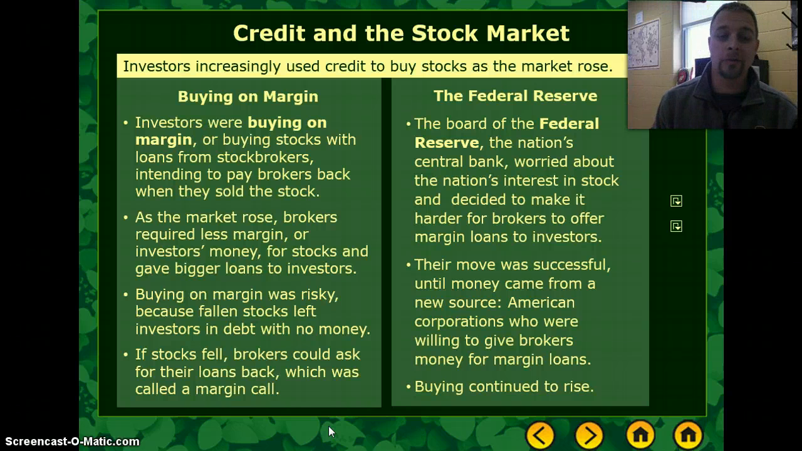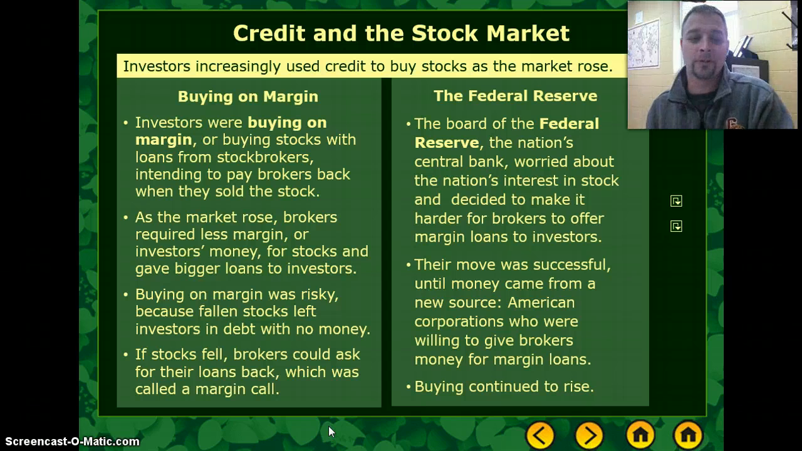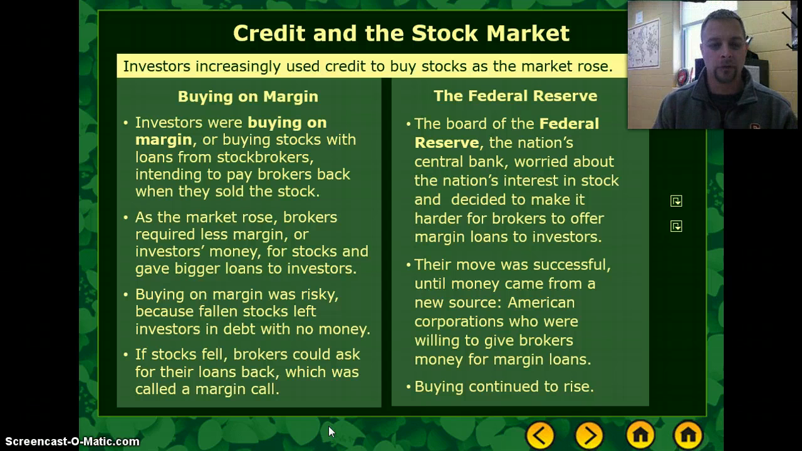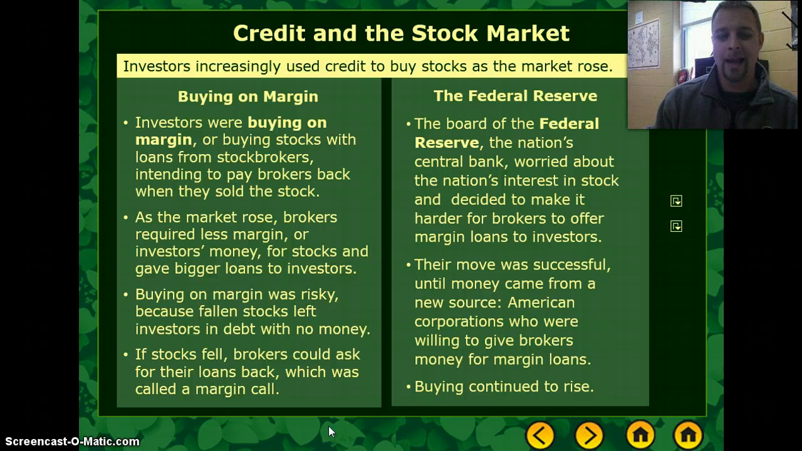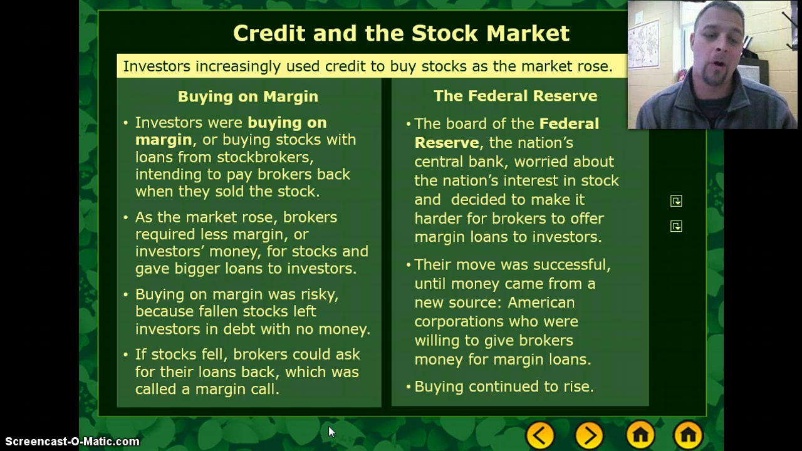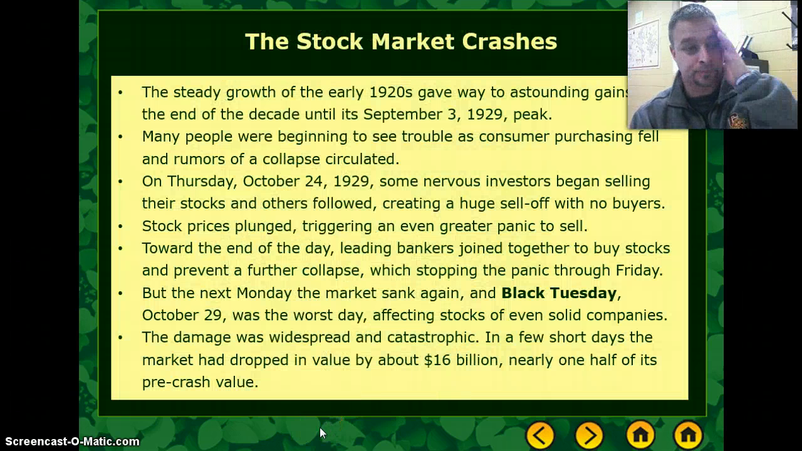The Federal Reserve, which is the nation's central bank, did worry about the nation's interest in stock and decided to make it harder to make margin loans. Initially the move was successful and limited margin loans, but then American corporations moved in, and basically they began loaning money to brokers to loan out for margin loans. So the buying continued to increase after that.